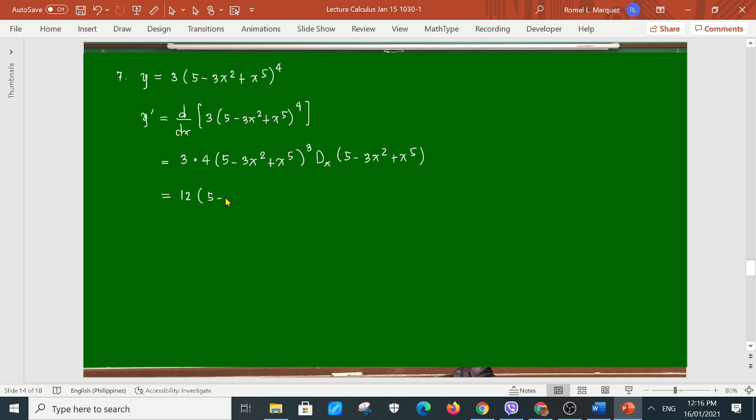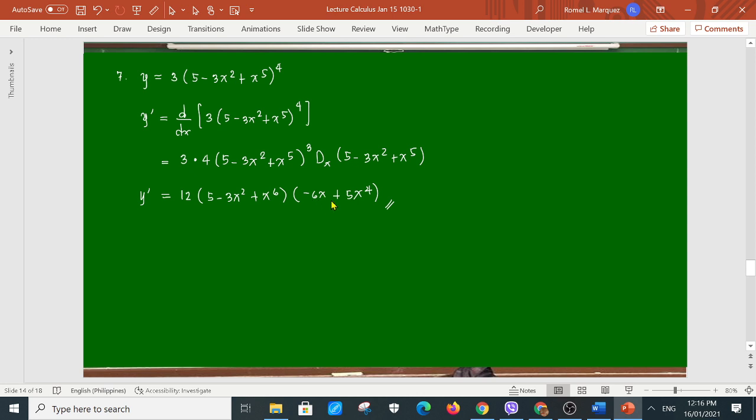Then, copy. Then, derivative. What's the derivative? 0. Negative 6x plus 5x to the fourth. Yan. Okay? Yan na yung sagot. Hindi na naman pwede i-simplify yan. Pwede natin, if you want, just other form, factored form.